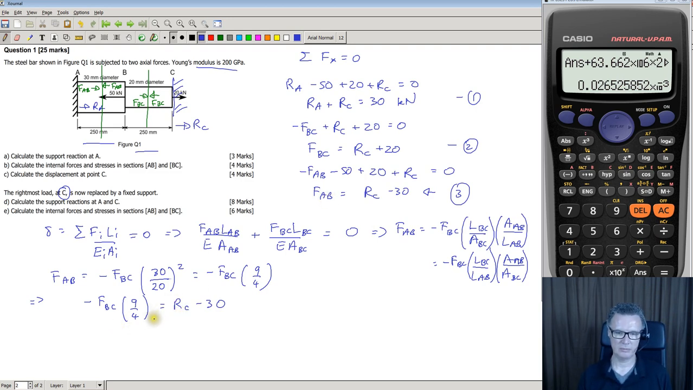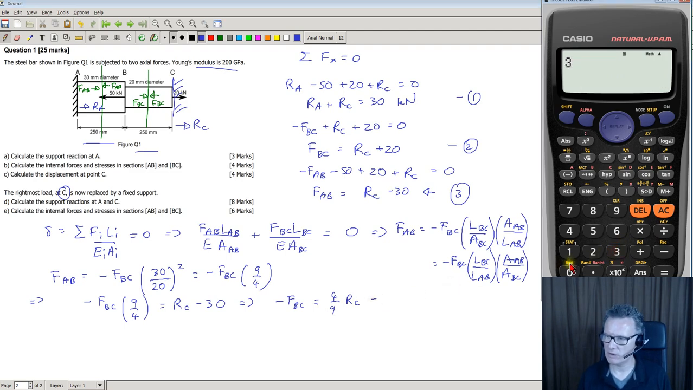Right, so we're going to substitute that into that equation there, and that gives me minus FBC, loads of horrible algebra, 9/4 equals RC minus 30. I'm trying to get rid of internal forces. So just more horrible algebra. Multiply this through by 4/9, and that gives me minus FBC equals 4/9 RC minus, does that give me anything nice? 30 divided by 9, no, times by 4, 40/3.